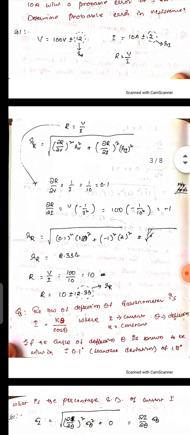It is the same case in the third problem. Here he asks for the percentage of the standard deviation. This is the same as the percentage of the limiting error, and the same formula is used. See, the percentage of limiting error for current is delta I by I into 100%. Here also it is the same thing: the percentage of standard deviation is delta sigma I by I into 100%.